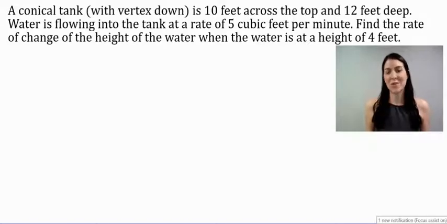A common related rates question is the volume of a cone. Let's take a look at an example. A conical tank with vertex down is 10 feet across the top and 12 feet deep. As soon as I read that first sentence, I think, let's draw a picture.